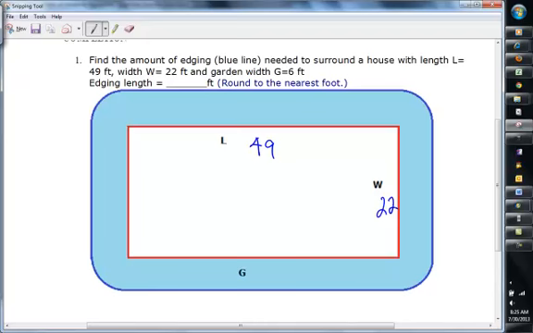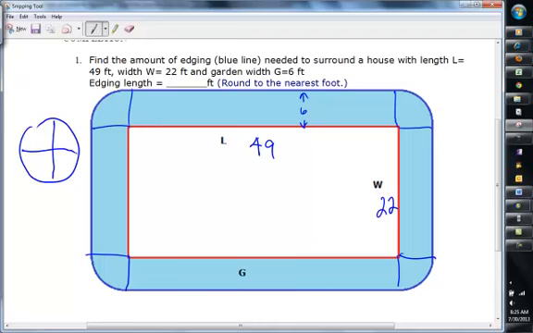It says that the garden is 6 feet wide. If you notice, each corner is 1/4 of a circle, and there are 4 quarters. So those 4 things together make up a circle, and the radius is 6 feet. So all we have to do is figure out how long each of those adds up to be.